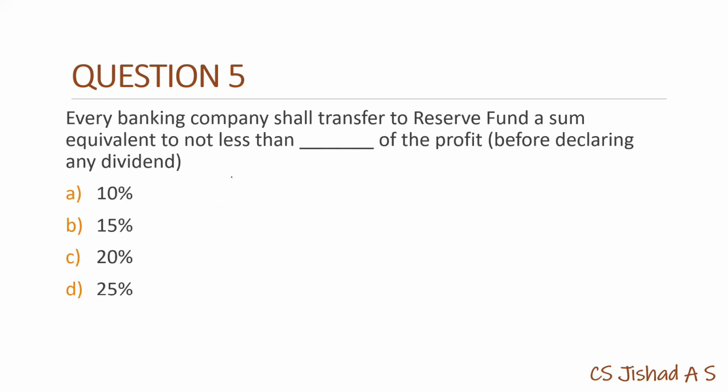Question number 5. Every banking company shall transfer to reserve fund a sum equivalent to not less than dash of profit before declaring dividend. This is section 17 of the Banking Regulation Act 1949. As per section 17, every bank has to mandatorily transfer minimum 20% of profit before declaring any dividend. RBI has recommended every bank to transfer 25%. That is only a recommendation by way of a circular, but as per section 17, the minimum amount is 20%.